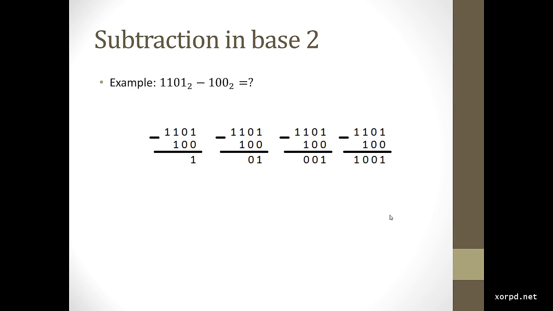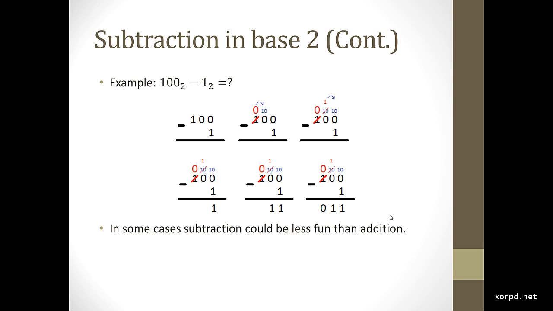This was a pretty simple example. Let's take a look at something more complicated. 100 minus 1. We first write those two numbers vertically and align to the right. Now we want to subtract 0 minus 1. And we can't really do it because 1 is larger than 0.